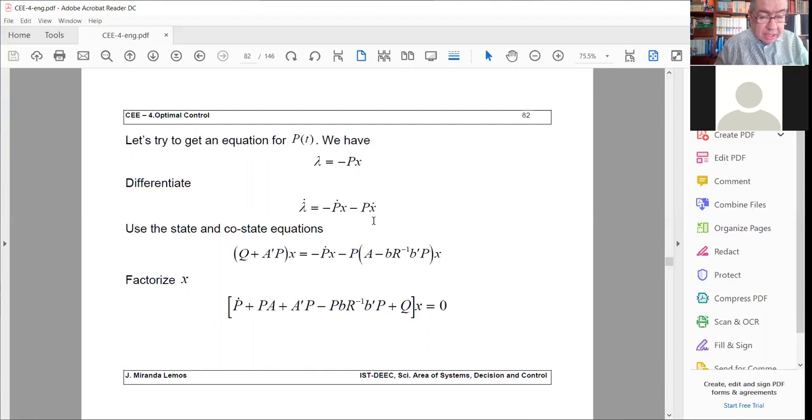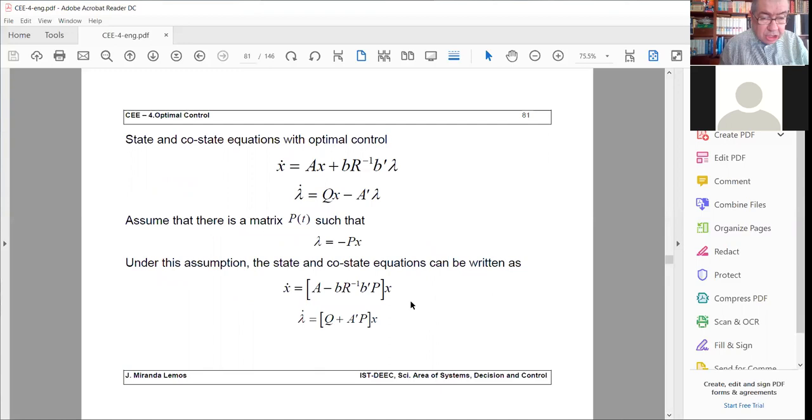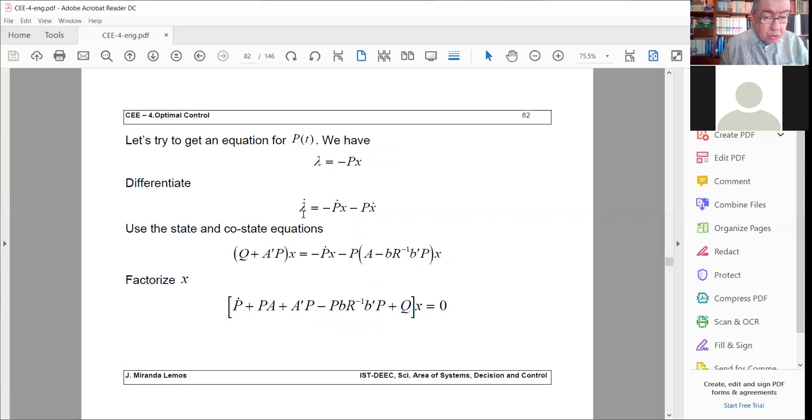Now, we have an equation for lambda dot. We have an equation for x dot. So let's use these equations. These were the equations that we had just obtained in the previous slide. Use these equations here to express lambda dot and x dot in terms of x and P. So you end up with lambda dot given by this term between curly brackets, and x dot given by this expression between curly brackets, also times x.